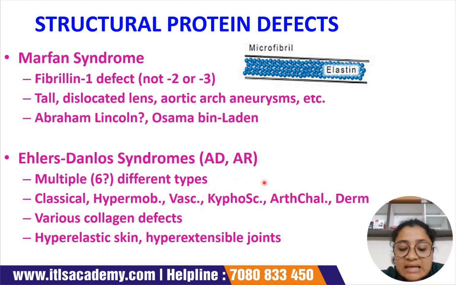Okay, which is also known as AD or AR. So there are different types, around 6 different types of this particular syndrome, and they can be classical, they can be vascular, dermatological. Different types are given over here, and it will include various collagen defect symptoms, and also it will be producing hyperelastic skin and hyperextensible joints. Means the joints will be extensively movable, which is again not a proper or a normal indication.